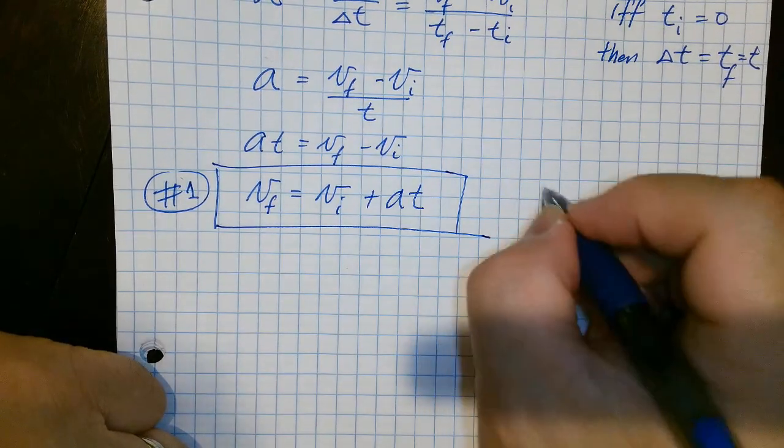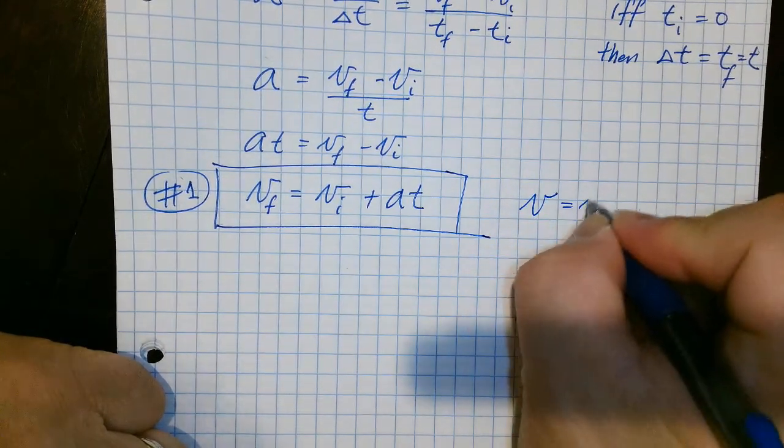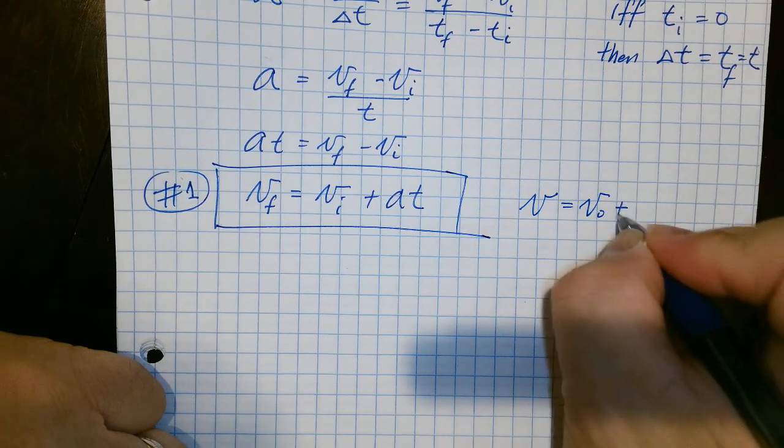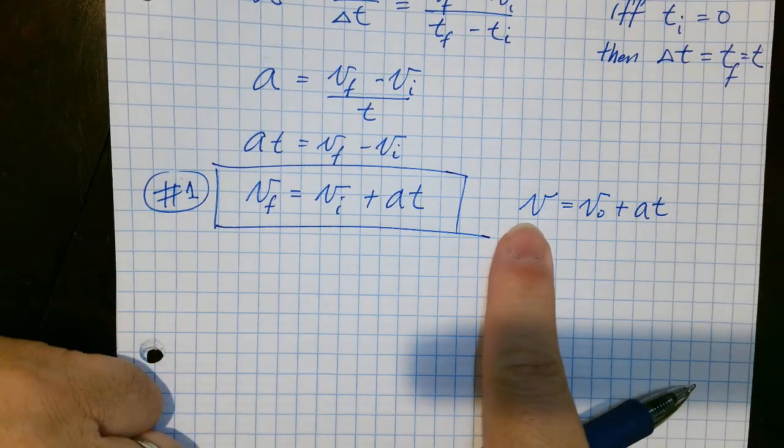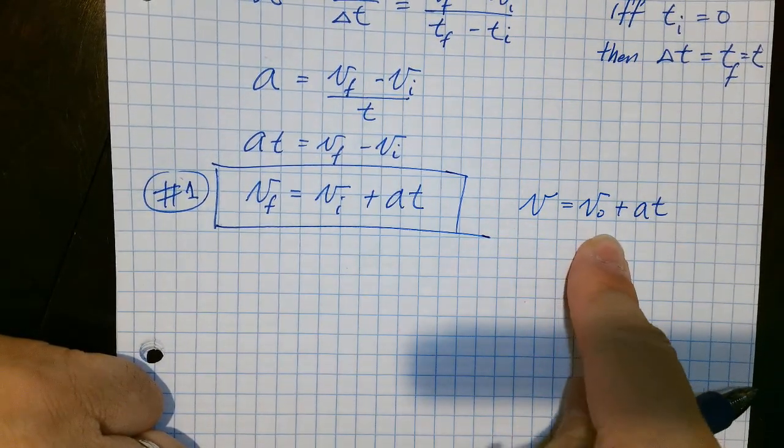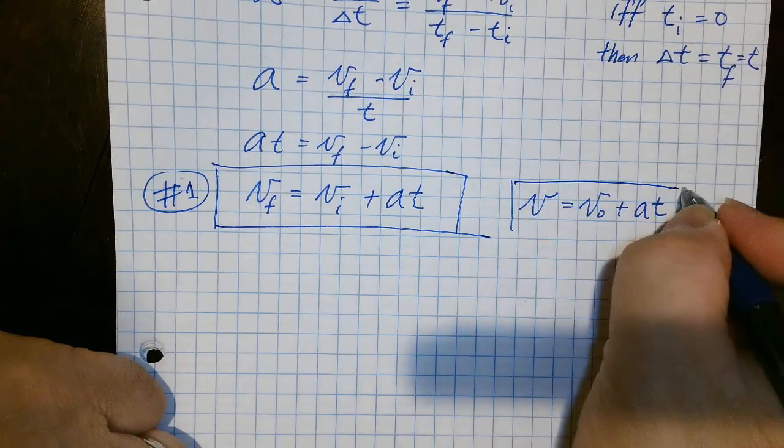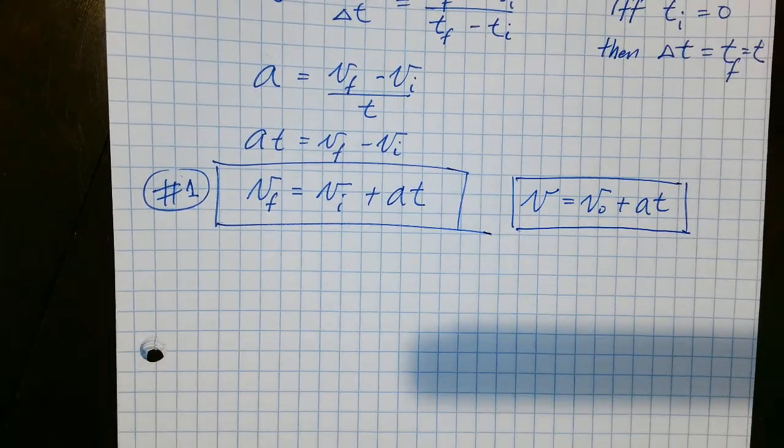Sometimes in your textbook, this can be written as v is equal to v naught plus at. This is vf and this is v naught. Same thing.